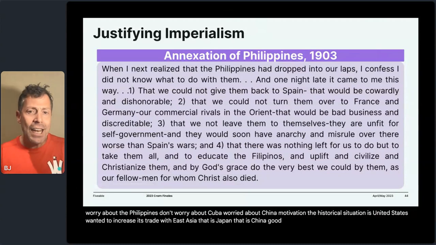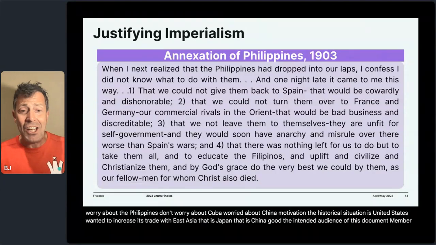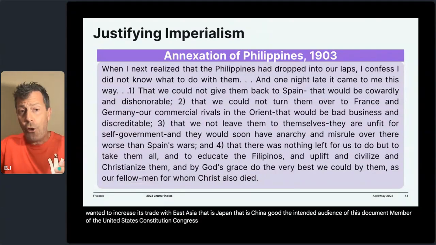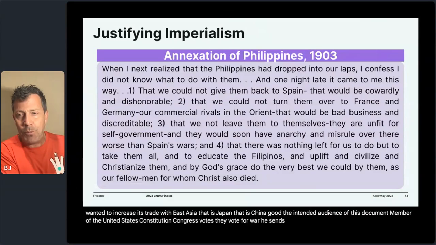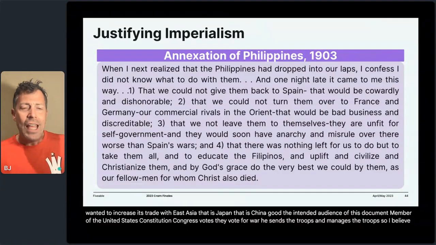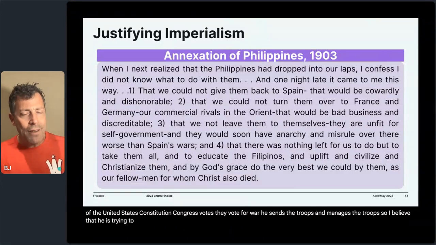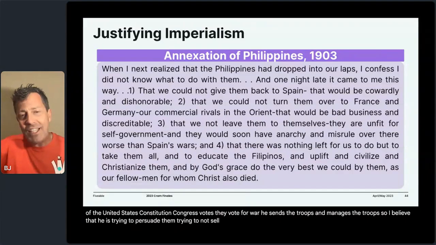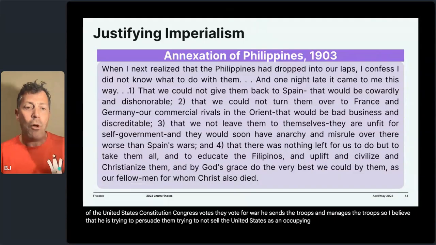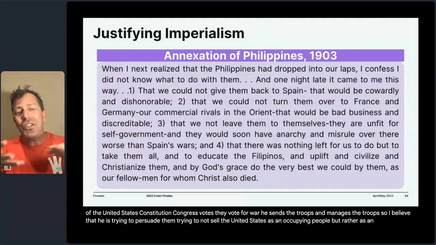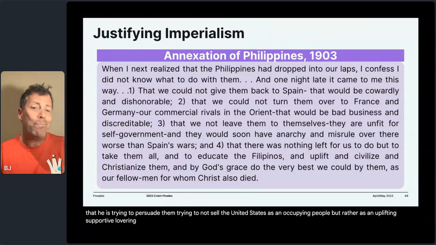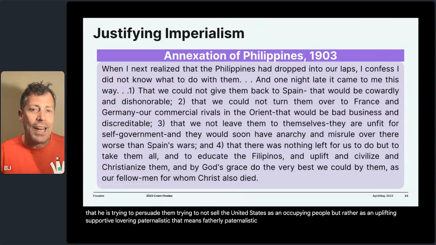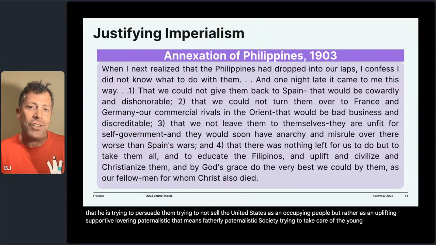Good. The intended audience of this document is basically Congress. If you remember the United States Constitution, Congress votes. They vote for war. He sends the troops and manages the troops. So I believe that he is trying to persuade them, trying to not sell the United States as an occupying people, but rather as an uplifting, supportive, loving, paternalistic, that means fatherly, paternalistic society trying to take care of the younglings of the Philippines.